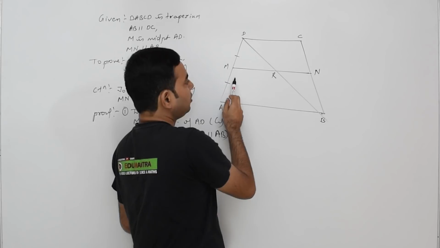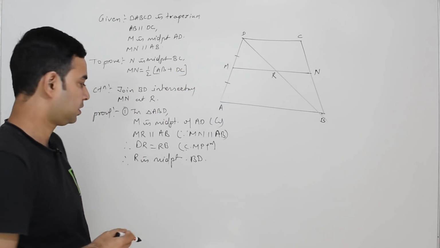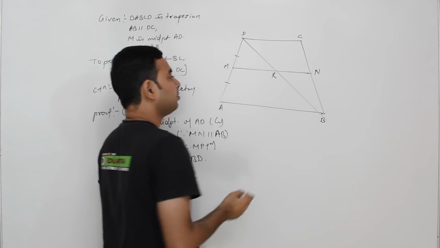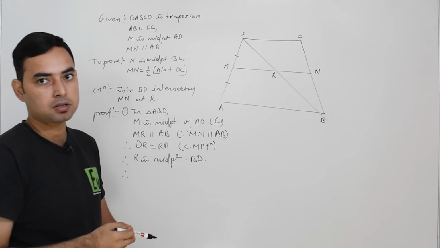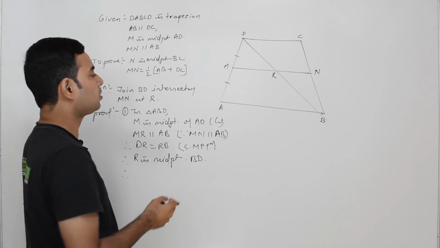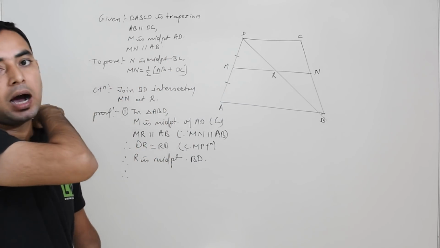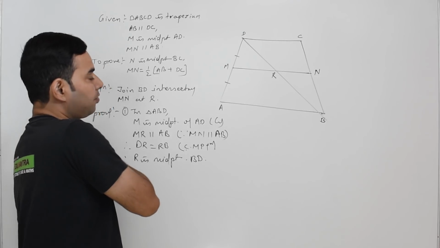Now, M is the midpoint of AD, it is given. R is the midpoint of BD, we have proved. Therefore, MR is a line segment joining the midpoints of the two sides of a triangle. So it is parallel to the third side. It means that MR is parallel to AB and MR is half of AB. So we will write down MR is half of AB.